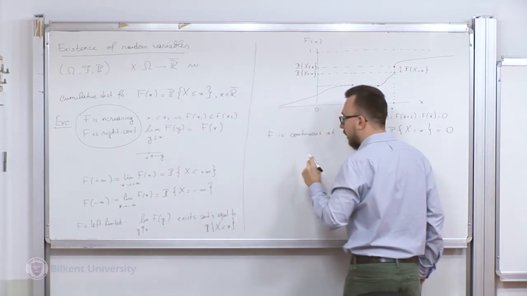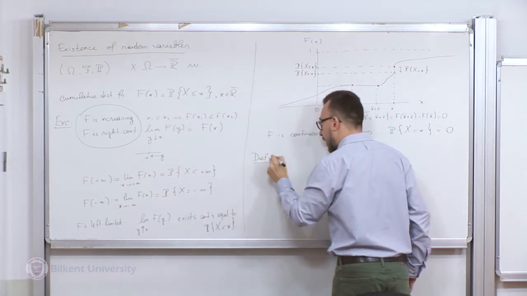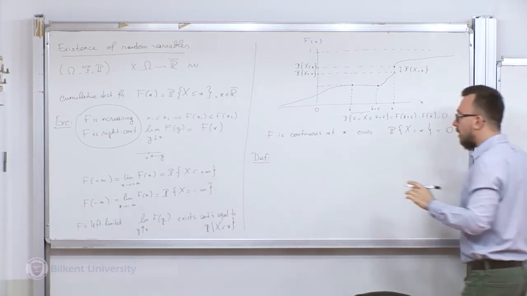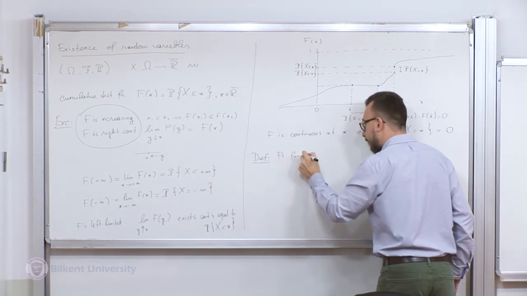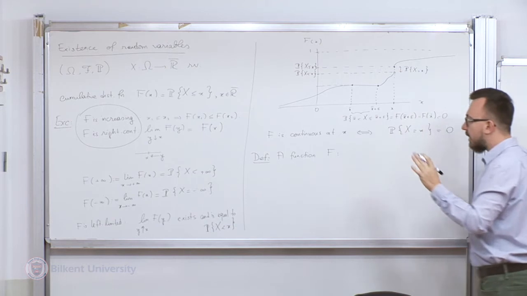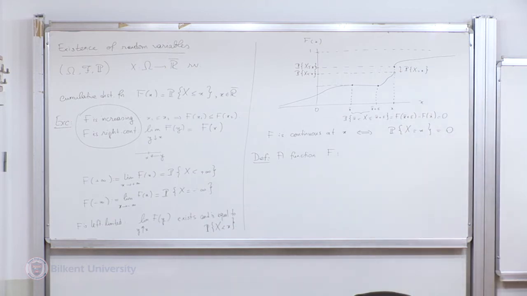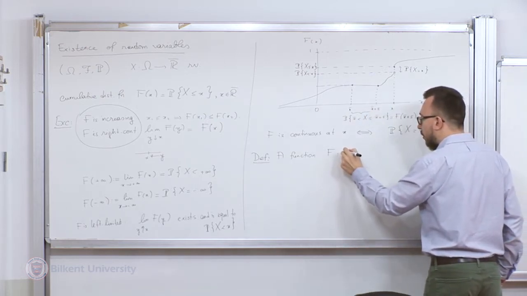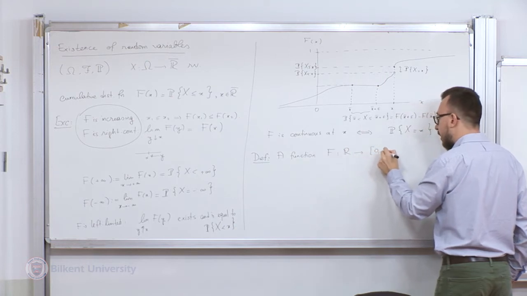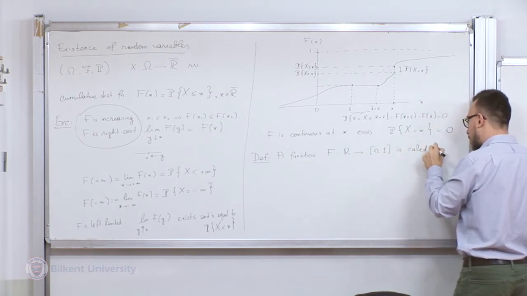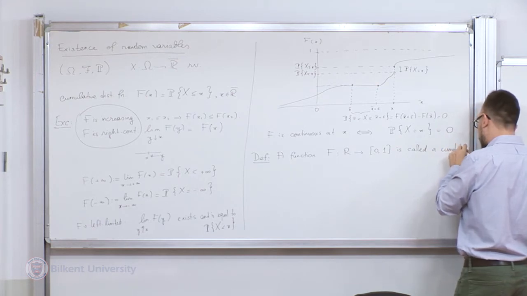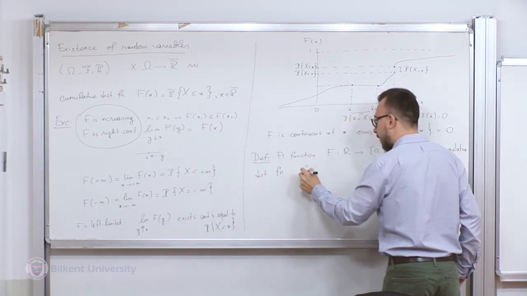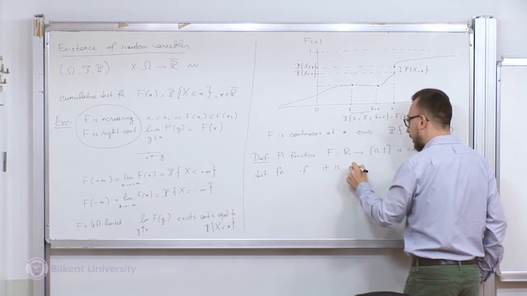Okay? So let's define a cumulative distribution function without reference to a random variable. Okay? So a function f, I'm not saying it is the cumulative distribution function of a random variable. I'm just defining it as an abstract function, okay? So f from R to [0, 1] is called a cumulative distribution function if it is increasing and right continuous.